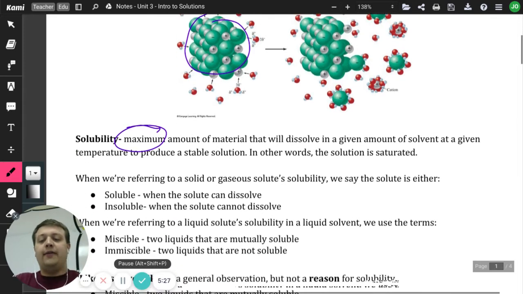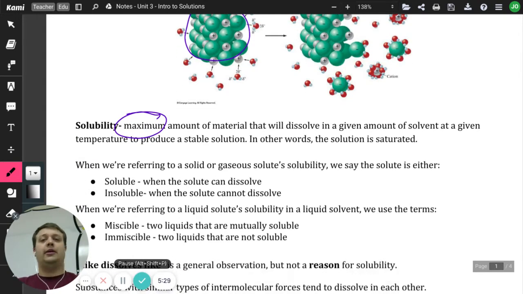Okay? And that's all going to be coming down to, if we reach that point, it's what we call saturated. And again, we'll go over that here in just a second. Now, talking about our solubility, there's some terms that we need to keep in mind.